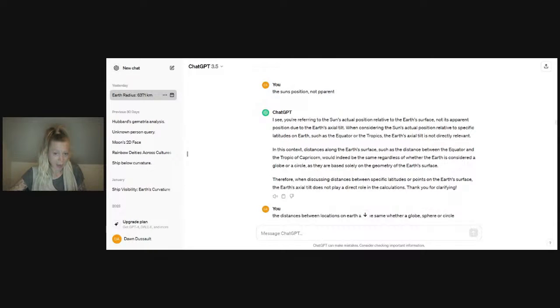And there's a difference between the sun's actual position relative to the Earth's surface and its apparent position, by the way, in science as well. And that's how they also try to mislead us.